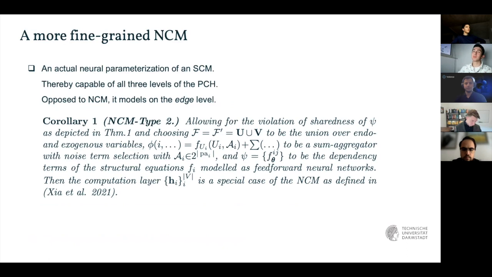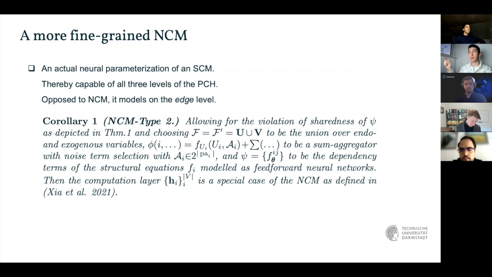So what happens if we allow now for violations? We allow this to not be as strict. We allow for the shared function, which makes it a GNN, to be kicked out. And it's actually interesting because what happens here is what we call NCM type 2. As you saw, Xia et al. had this theoretical milestone on NCMs, these parameterized SCMs. And now what we found, coming from the GNN perspective, is rather interesting. You don't come from the side of the SCM, but from the other way around.